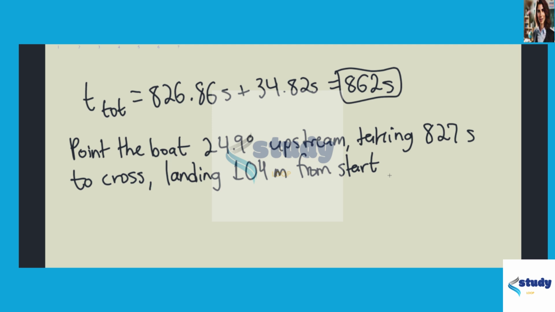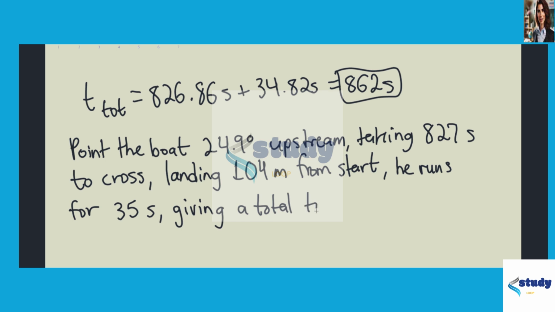And then we can say he runs the 104 meters from the landing point to the point directly across the starting point in 35 seconds. So he runs for 35 seconds, giving a total time of approximately 862 seconds. In minutes, this would be approximately 14.4 minutes. That's the end of the solution.